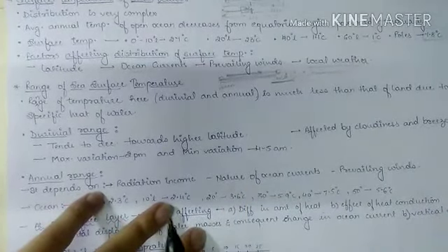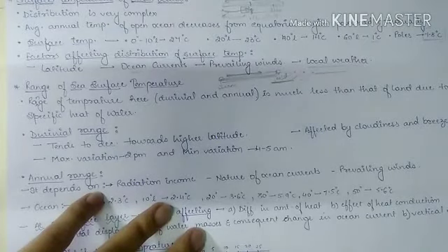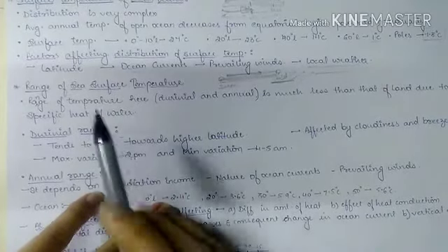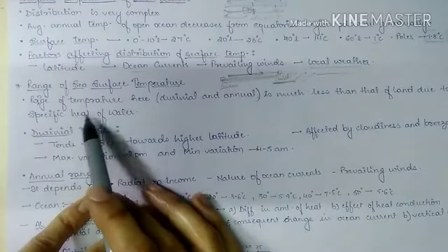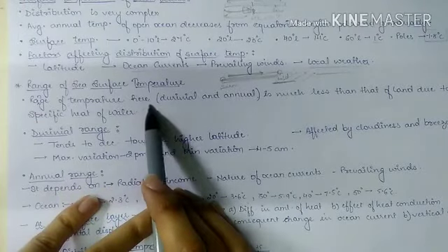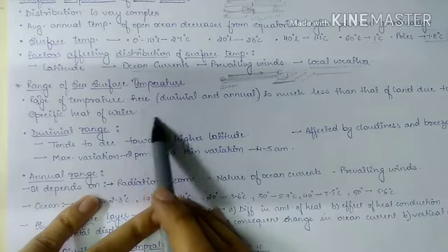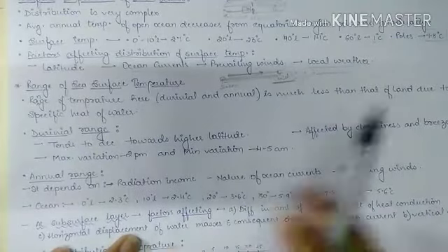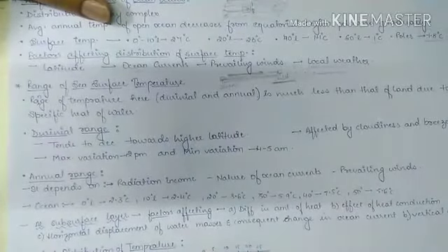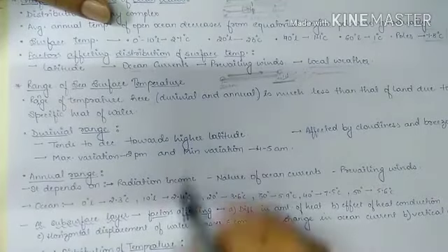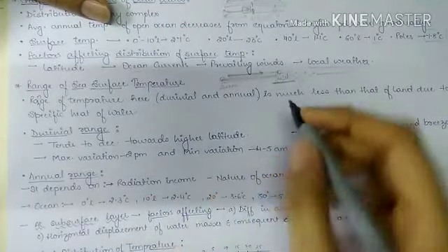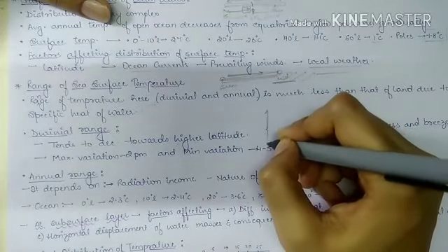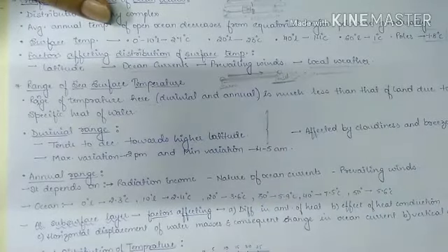Now we will look into the range of sea surface temperature. The range of sea surface temperature, whether it be diurnal or annual range, is much less than the land due to specific heat of water. Okay, so because of specific heat of water, water takes time to heat up and it takes time to cool down. So if we talk about the diurnal range of ocean water, then it tends to decrease towards the higher latitude.